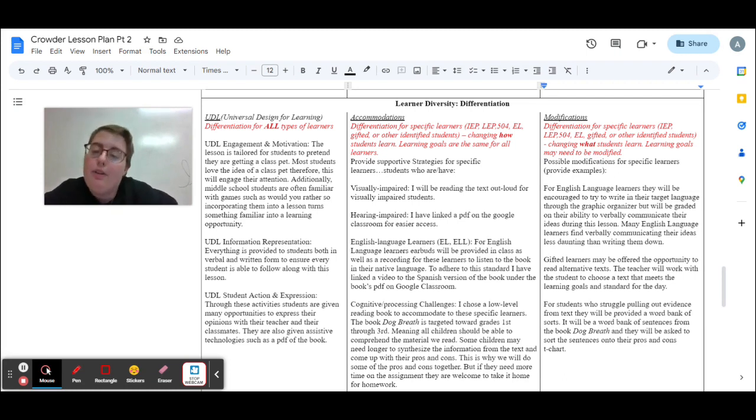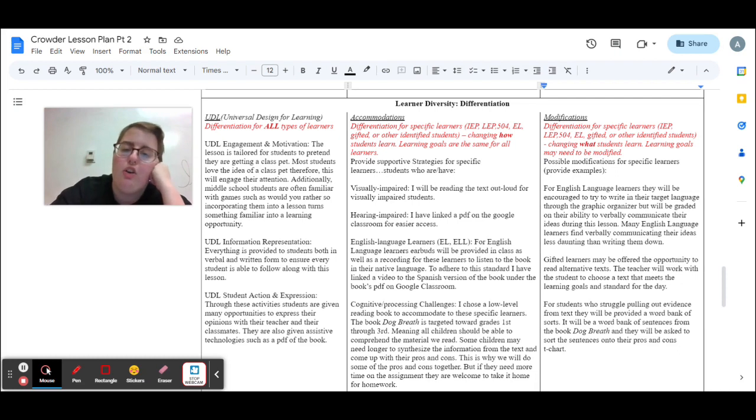And then for information and representation, everything is provided in verbal, written, and visual form to ensure every student is able to follow along with this lesson. Action and expression for students: they are given so many opportunities to tell their opinions and talk about themselves because that's what claims and evidence are. They're just your opinion and being able to back it up with evidence. So they're given a lot of opportunity to interact with each other and share their ideas.